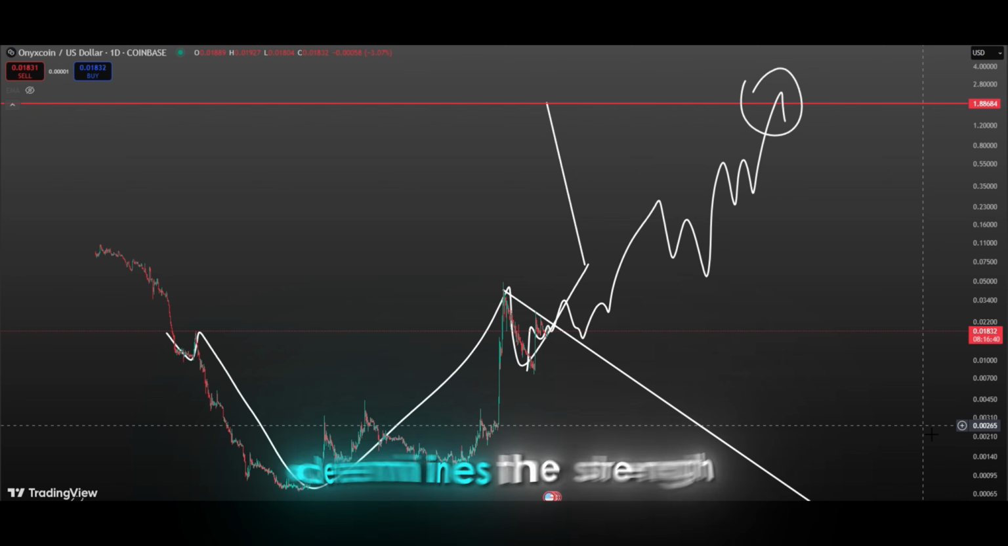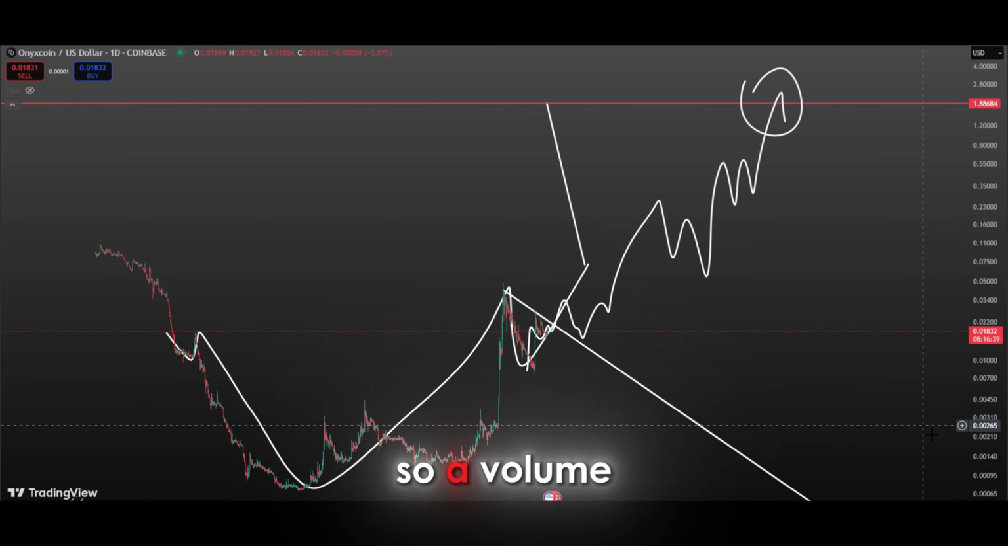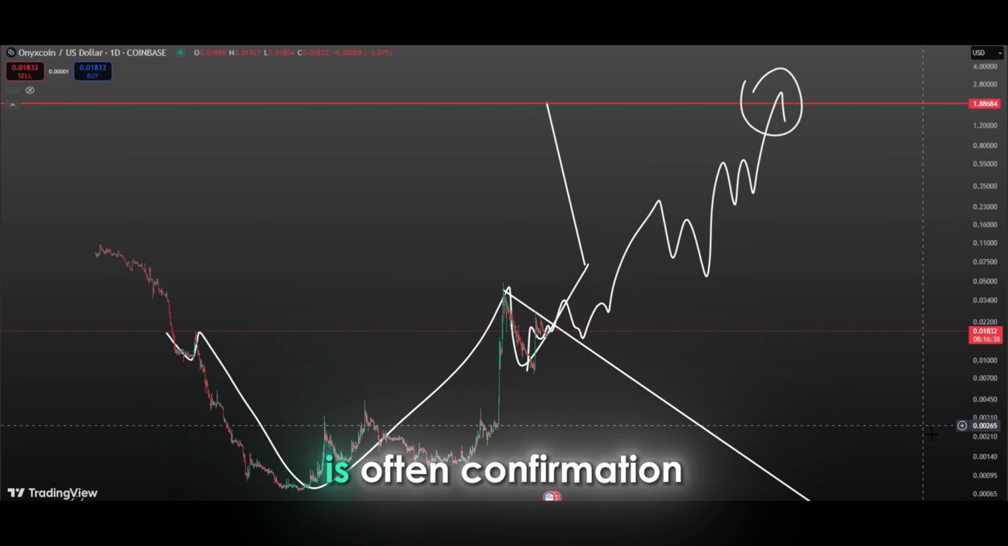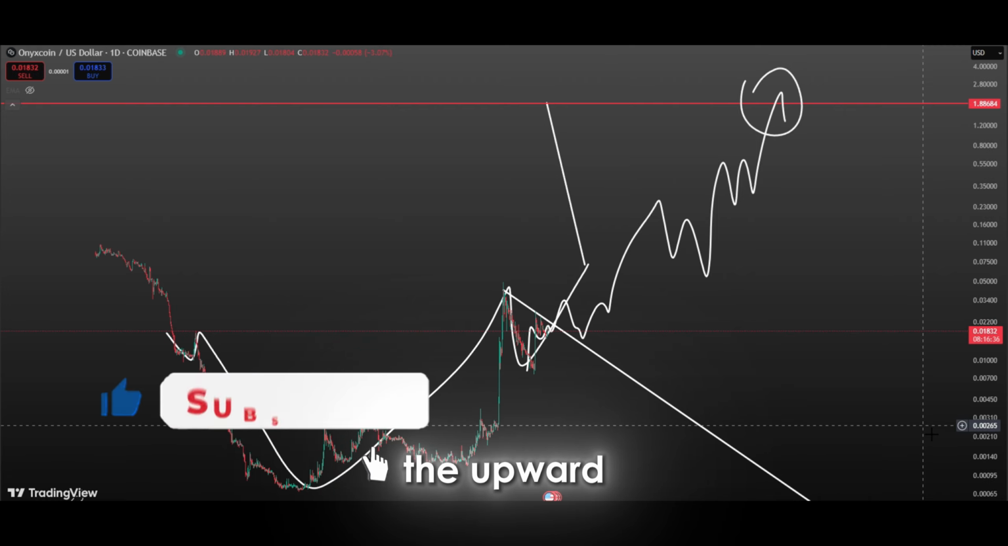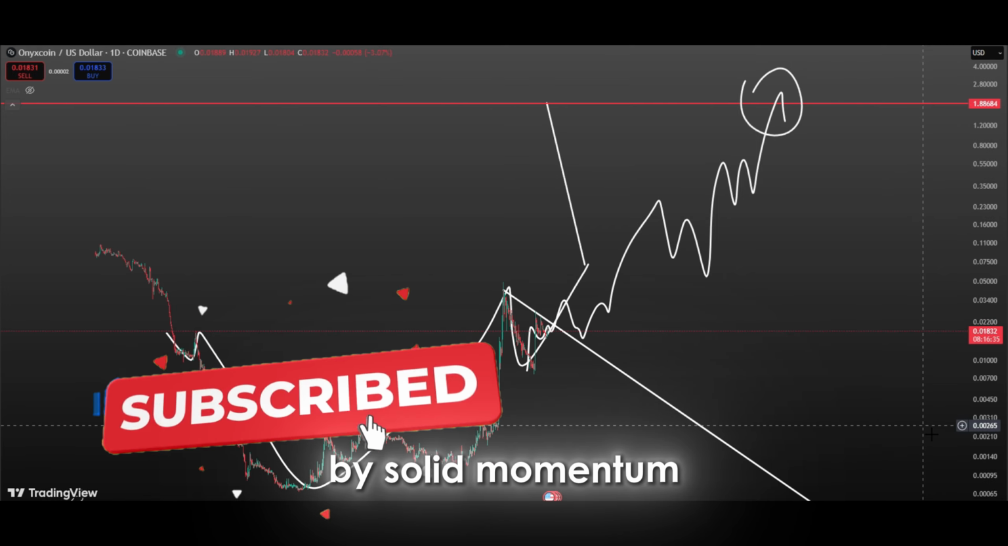Volume determines the strength and sustainability of a move, so a volume spike at the neckline breakout is often confirmation that the move is strong and likely to continue. If volume increases during the breakout, it indicates that the upward movement is supported by solid momentum.